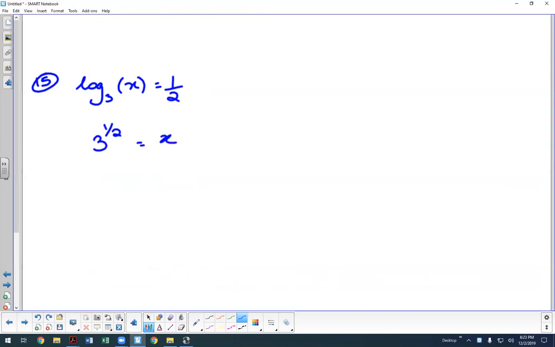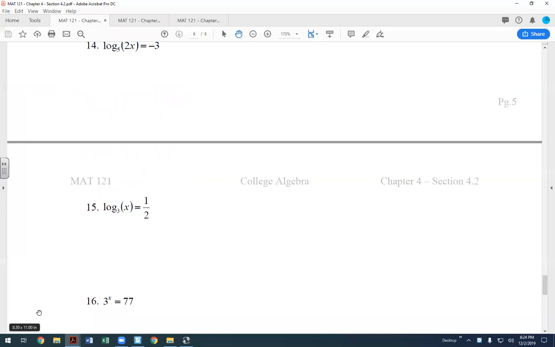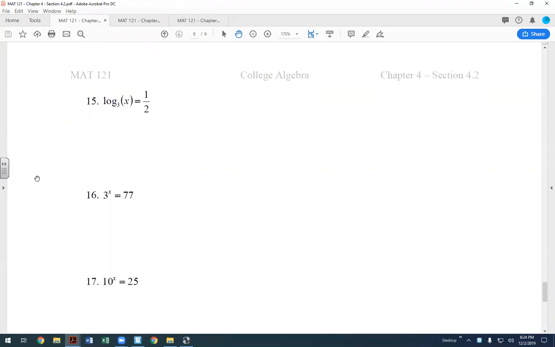Remember, exponent of 1/2 is the same thing as square root of 3. And I would actually leave it right there. Because if you try to do square root of 3, you're going to end up getting a decimal answer again. If they ask you for decimal approximation, then you can do that. If they say give an exact answer, you want to leave it right here at square root of 3.